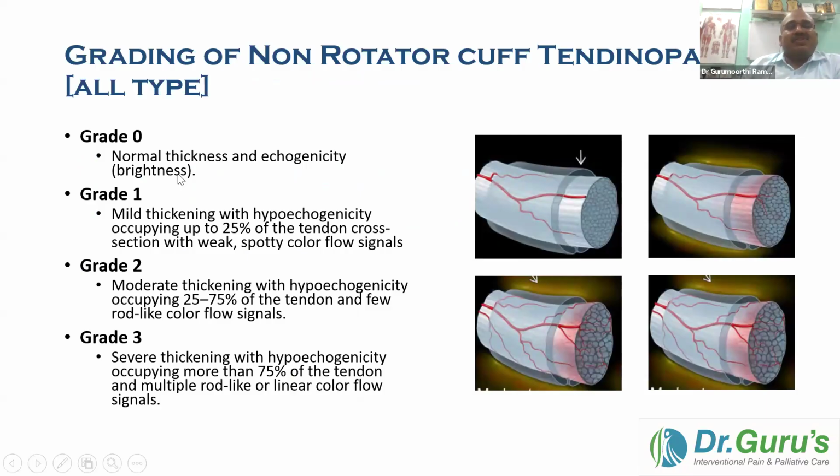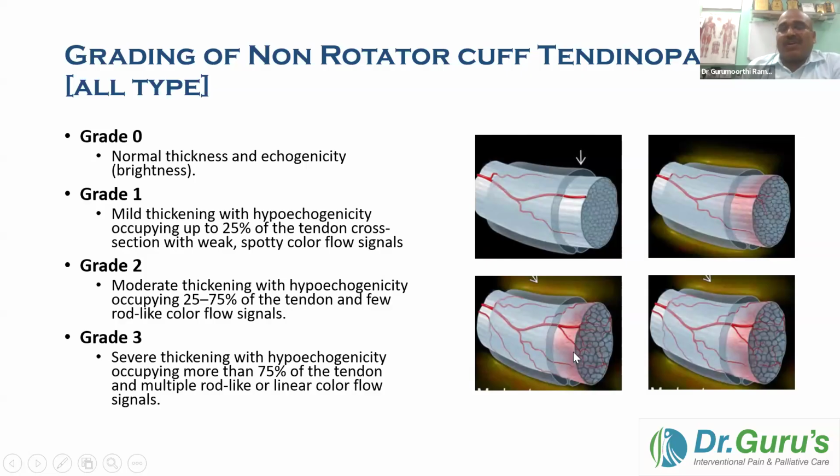So here, grade 0 is normal. Grade 1 is mild, 25%. The only thing is they will have weak spotty color flow, meaning small vessels. When you put on power Doppler, you will get speckles of arteries and vessels inside the tendon. That is your grade 1.